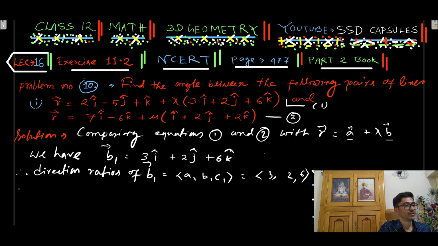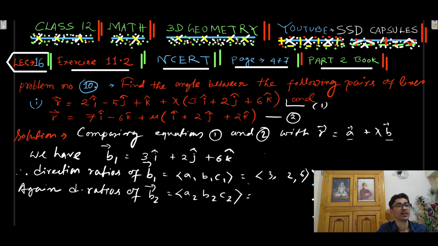Okay. So again, why we are deriving a1, b1, c1 and a2, b2, c2, you can understand while applying the formula of angle between two lines, which we have studied in lecture number 9. So again, direction ratios of b2 vector, a2, b2, c2, equal to 1, 2, 2. So now we will use the formula.